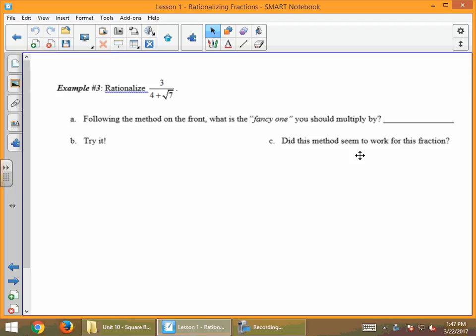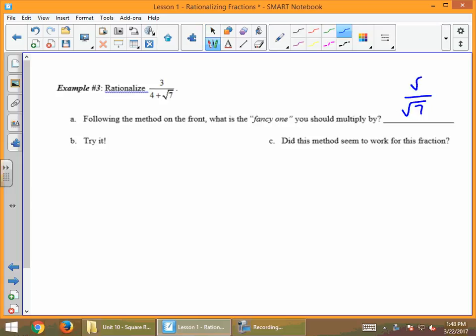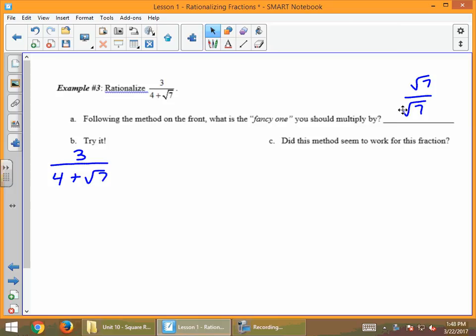Example 3 on the back, based off what we did on the front, would make sense to say radical 7 multiplied by that. Radical 7 over radical 7. So let's go ahead and try it. Well, again, radical denominator, we're going to multiply the top and bottom by that radical. When we do so, that's 3 times radical 7, 3 radical 7.